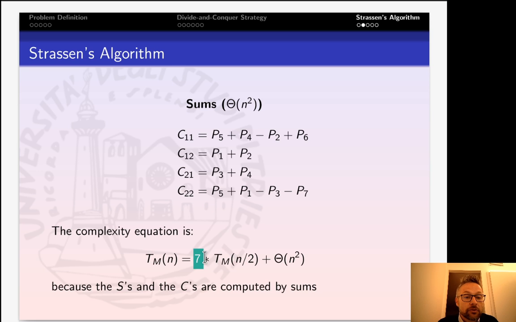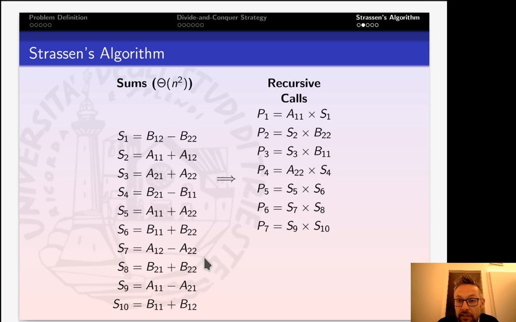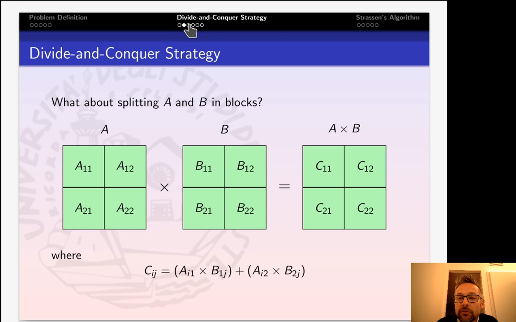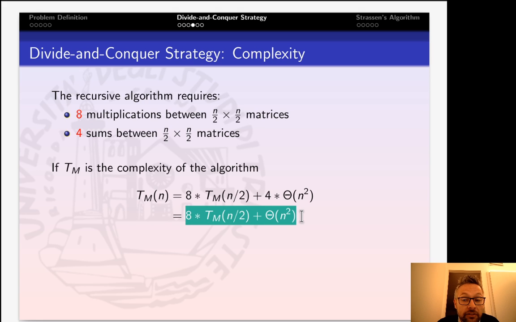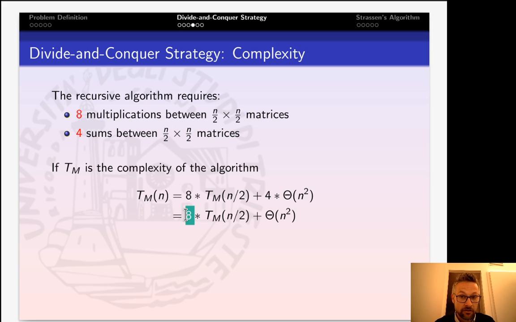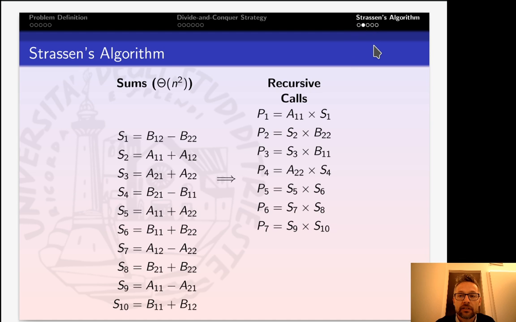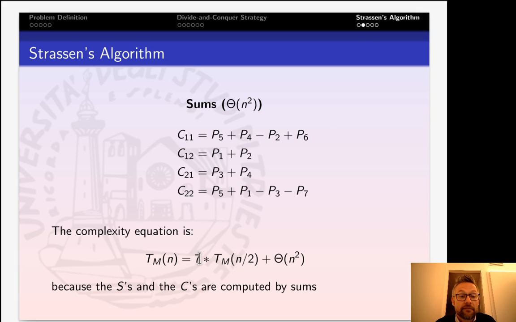So if you go back and look at the slides, let me do it just for the sake of it. Okay, so this is the complexity. This was the complexity of the divide and conquer strategy, and basically the complexity of the Strassen algorithm is the same, with a small difference, which is this number. In the divide and conquer algorithm we have an 8. In the Strassen algorithm we have a 7.